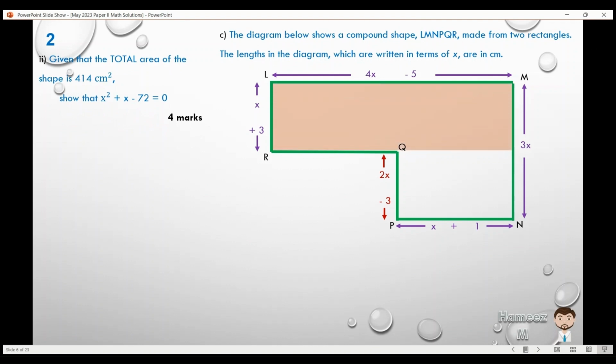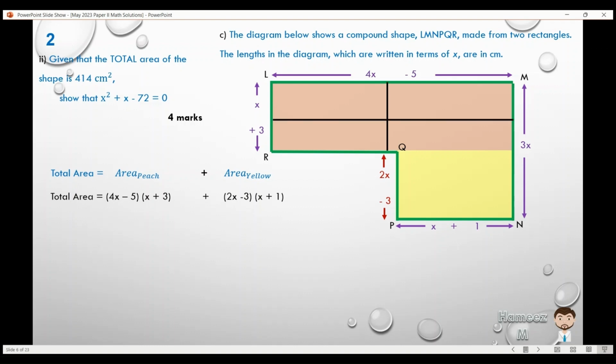So this is the area. Let's cover that part in terms of a peach rectangle and the other part in terms of a yellow rectangle. If we covered both areas, this compound shape can be broken up into two rectangles, as said in the first line above. Then the total area is the area of the peach plus the area of the yellow. So the total area will be length times breadth for the peach, and similarly for the yellow, length times breadth. So 4x minus 5 by x plus 3 for the area of the peach. And we can work that out using FOIL, using expanding there. I want to do it a little differently by breaking it up into 4 little rectangles.